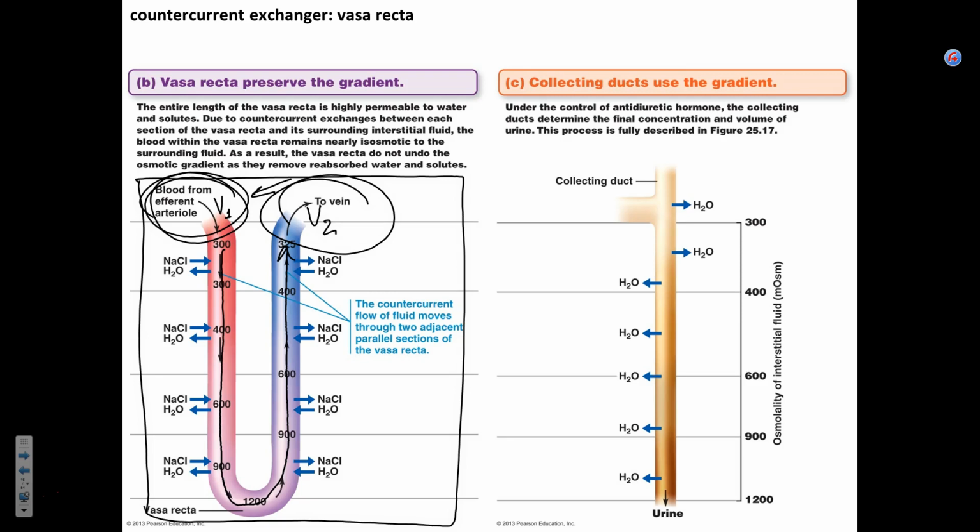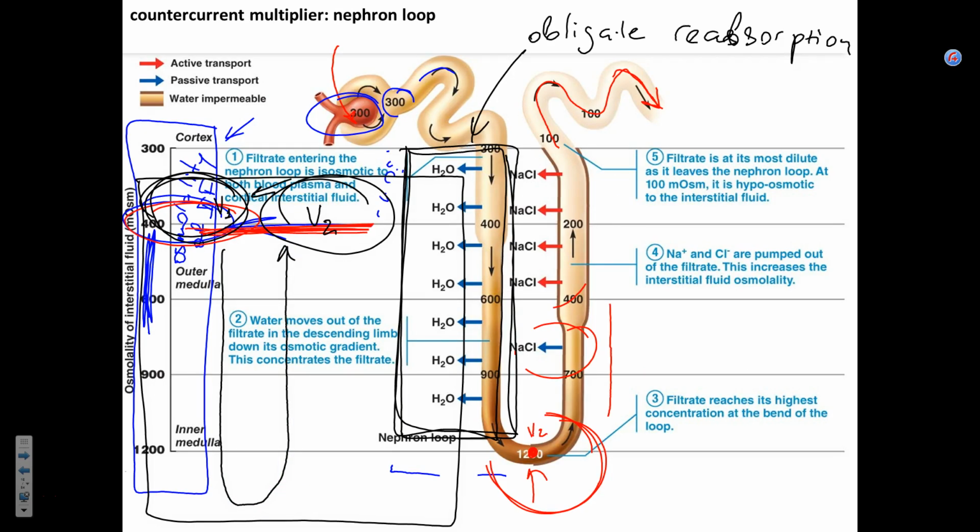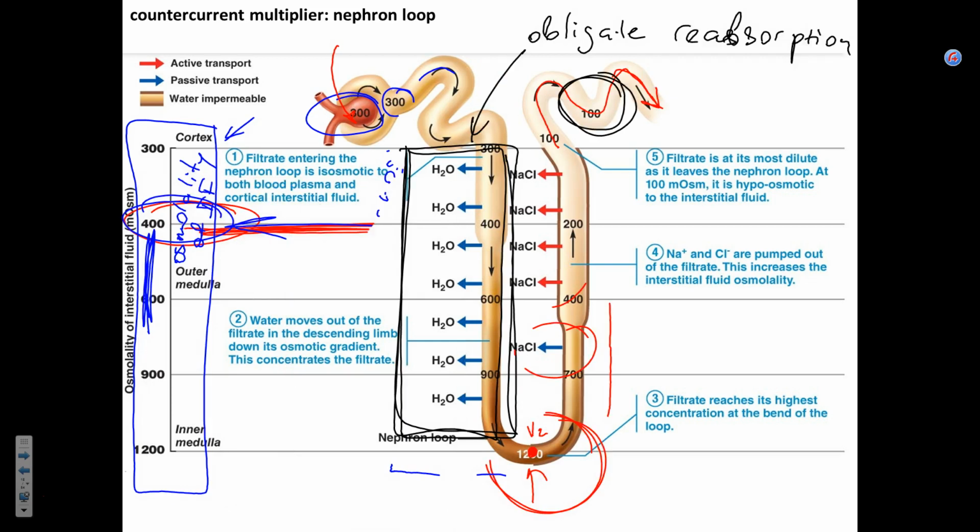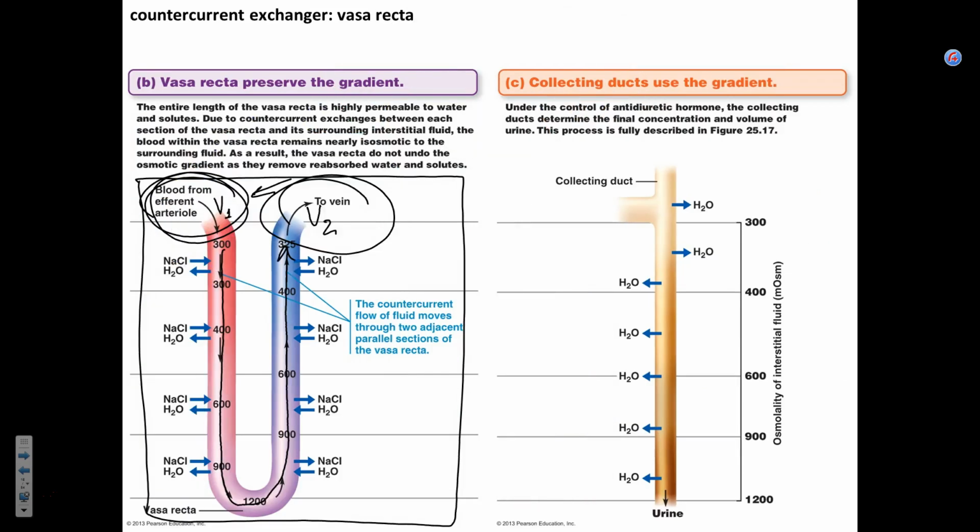Now if we go back to the whole nephron story, we left the nephron at 100 milliosmoles in the distal convoluted tubule. So this 100 milliosmoles enters into the collecting duct and goes deep into the medulla. Does that make sense? Now, that's 100. Look at the gradient of concentration in the medulla. It goes from 300 to 1200.